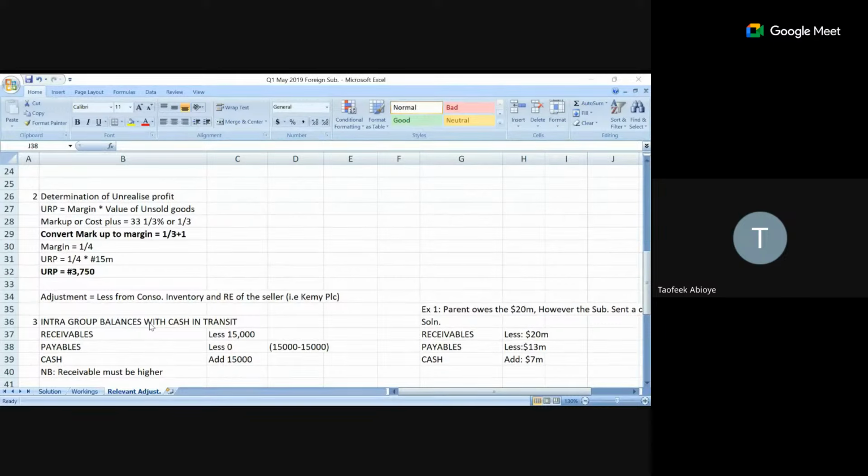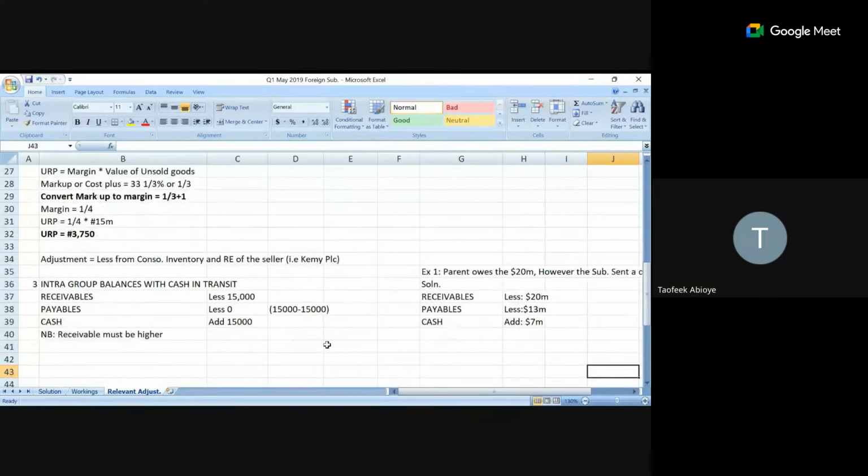It's very simple. Just add the amount sent by one of them to your cash. Now pick that cash and subtract it from your receivable. The difference will go to the payable. Then you now less, and that is the adjustment. The adjustment is very simple, but once you don't get the trick, it will be a problem.